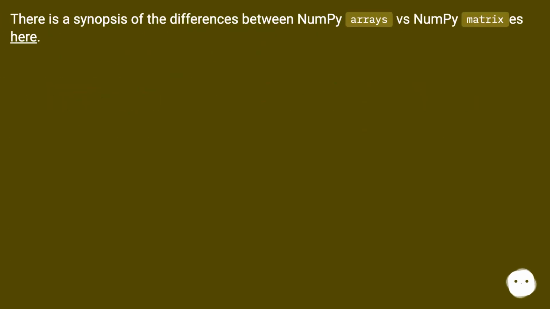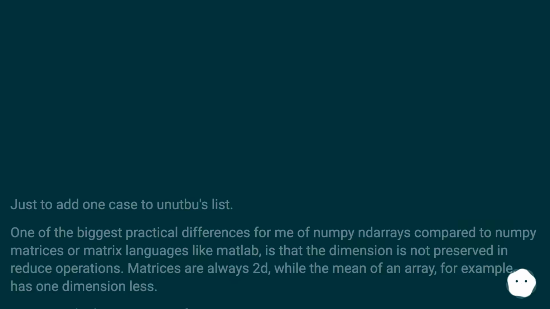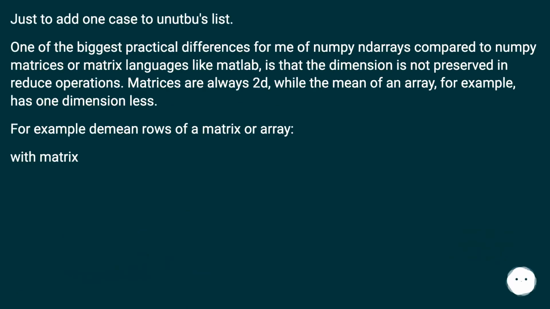There is a synopsis of the differences between Numpy arrays vs Numpy matrices here. Just to add one case to unutbu's list: one of the biggest practical differences for me of Numpy n-arrays, compared to Numpy matrices or matrix languages like MATLAB, is that the dimension is not preserved in reduce operations. Matrices are always 2D, while the mean of an array, for example, has one dimension less.